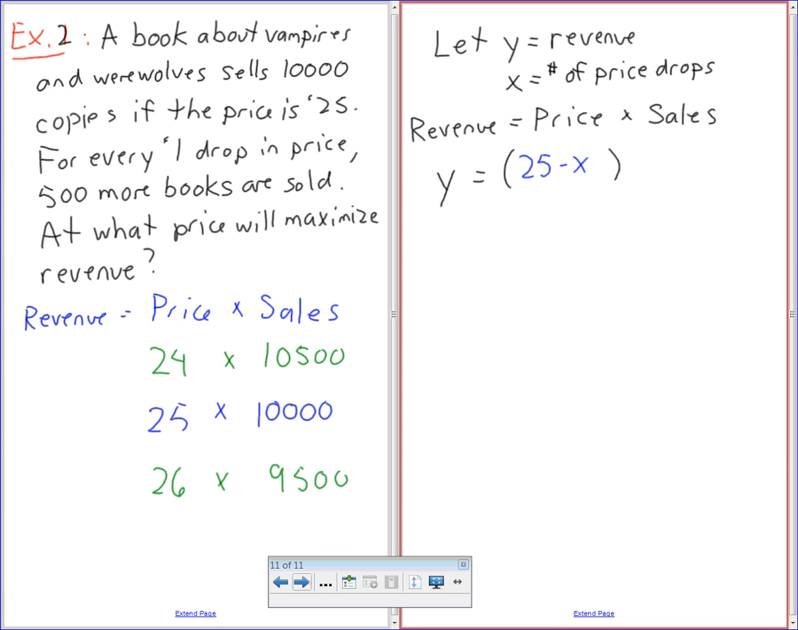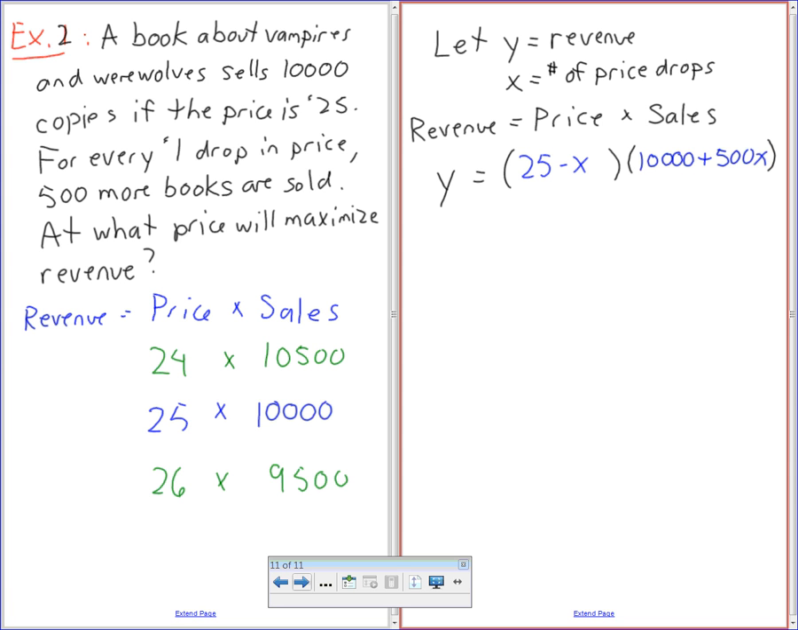As far as my sales, what's the starting sales and the other one? Go ahead. It would be 10,000 plus 500. Close. What did he forget there? Because if you're dropping your price, you're going up by 500, so it's going to be a plus. What did he forget though? 500x. Very good, by the way. If this were to go to 23, you'd be dropping twice, so you'd be going up twice for your sales. Okay, so there's our equation.